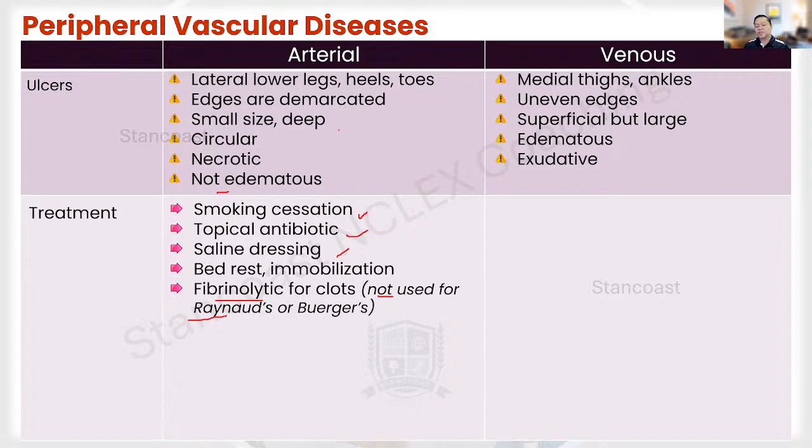However, if we're going to treat with a surgical procedure, these are the following. There will be embolectomy, wherein there is a surgical removal of the blood clot in order to restore the blood flow.